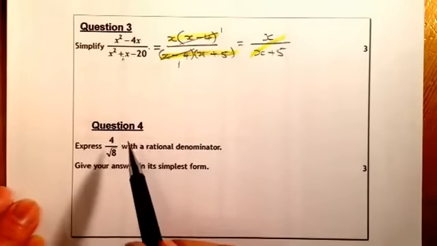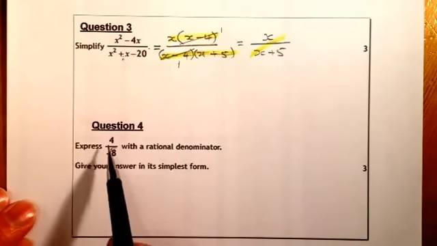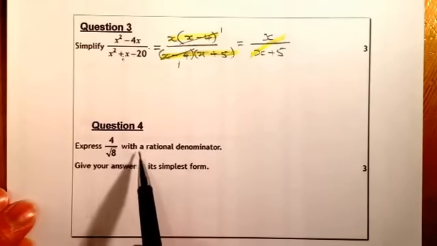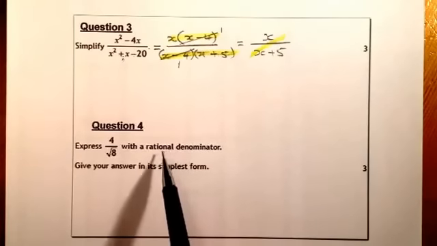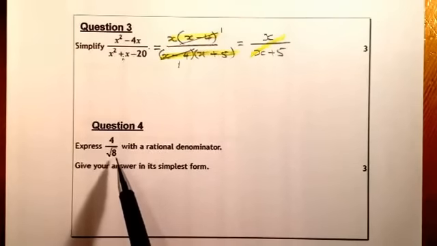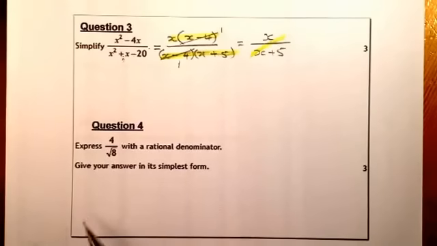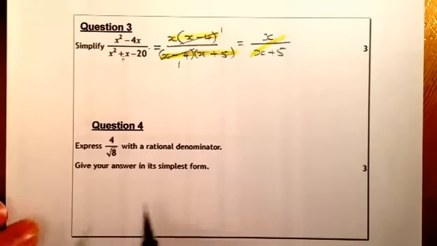Let's move on. So question 4. Express 4 over root 8 with a rational denominator. All that really means is that I want to have my denominator without a root sign on it. Okay, so let's go ahead.